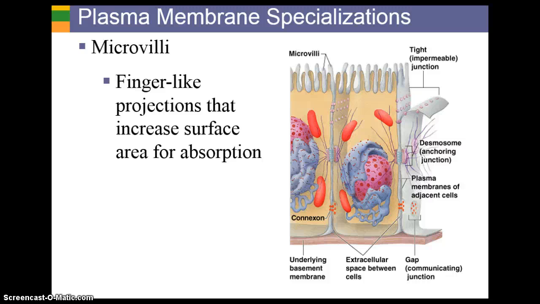Alright, back once again. The next section we're going to talk about involves the plasma membrane, the cellular membrane, a little more in depth. We've talked about the phospholipid bilayer and the functions associated with that, but now we're going to deal with some specializations associated with the plasma membrane. And the first of those involves the microvilli.